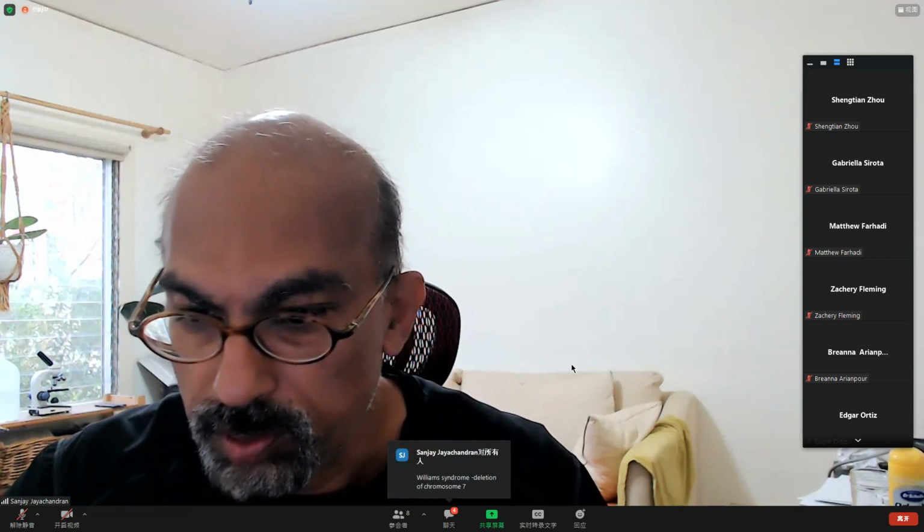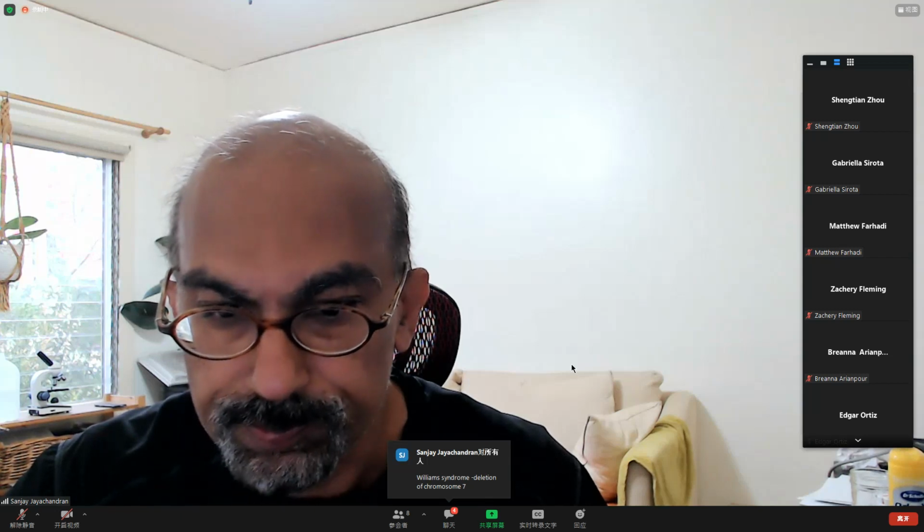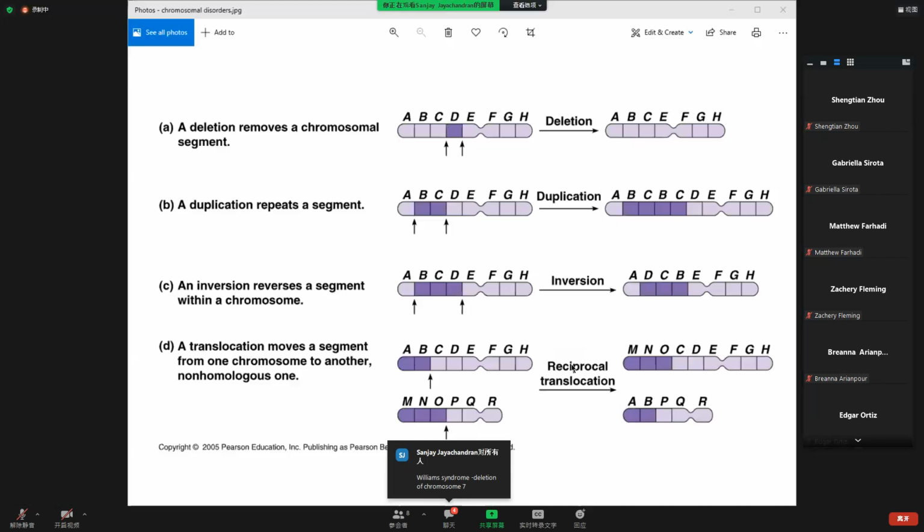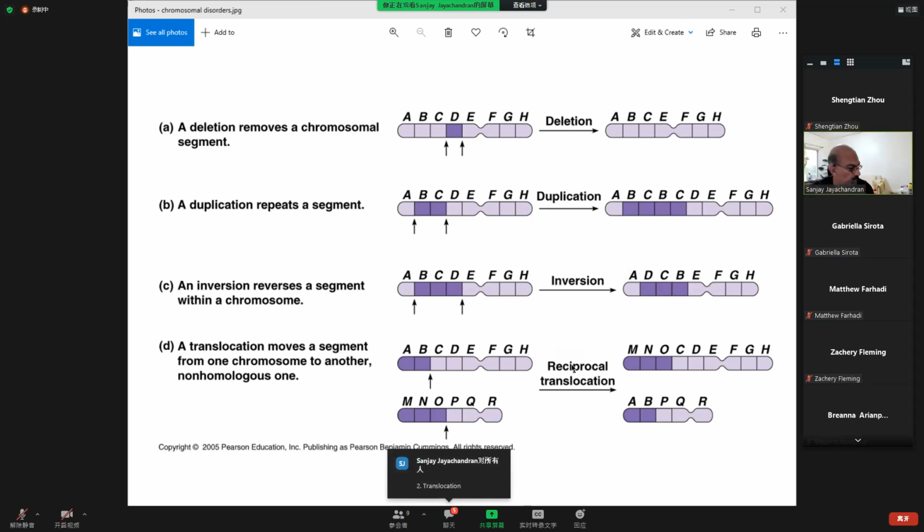Okay, so another one I'm going to talk about is this one here, D, called translocation. These are two non-sister chromosomes. They have different numbers. So let's say this is 9, this is 22. What's happening between the two? Anybody tell me what's happening in a translocation event? What do you see happening?